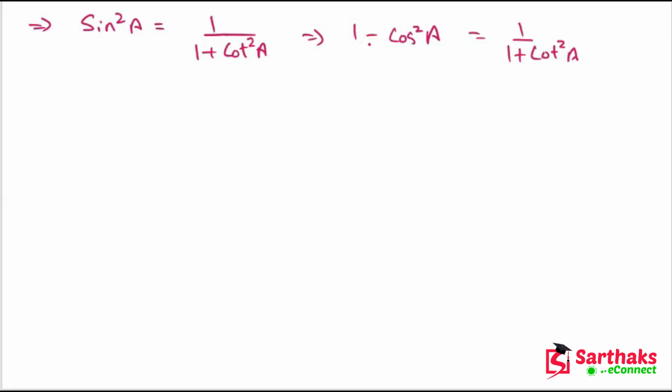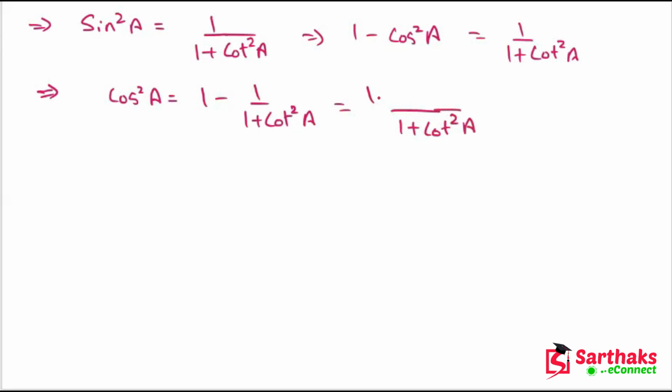Okay, so now we are shifting and rearranging them. We get cos square A is equal to 1 minus 1 upon 1 plus cot square A. If we take the LCM, 1 plus cot square A, we get 1 plus cot square A minus 1, and this minus 1 and 1 will be cancelled. We get cot square A upon 1 plus cot square A.